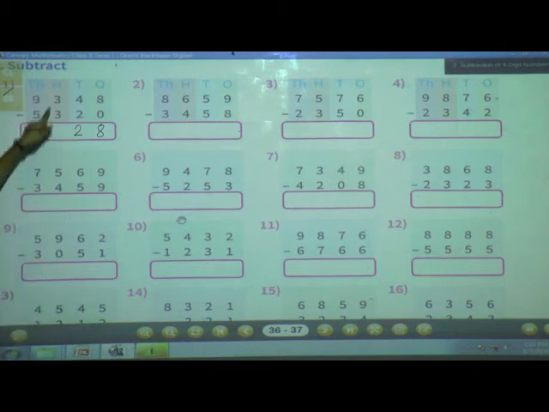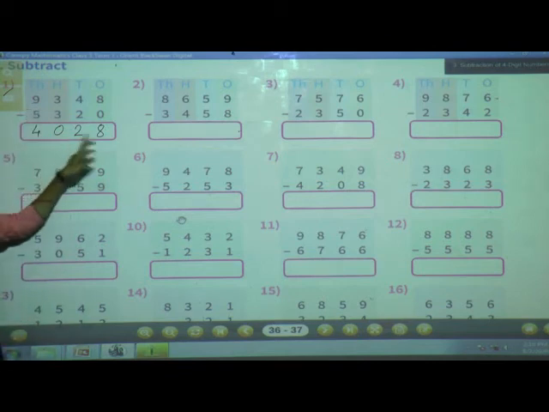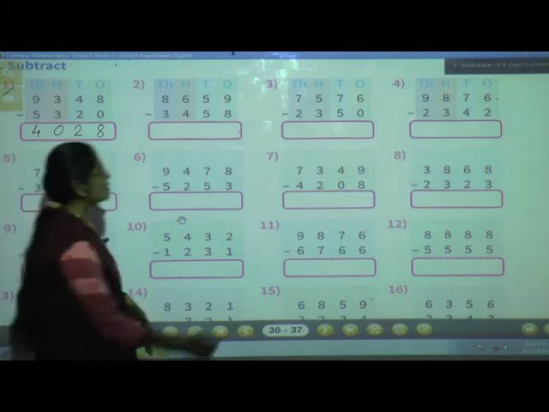See the hundreds place. 3 minus 3. 3 minus 3, 0. And the thousands place. Here 9,000 minus 5,000. 9 minus 5. After 5 count your fingers till 9. 6, 7, 8, 9. So 9 minus 5, 4. So what will be the answer? The answer is 4,028.